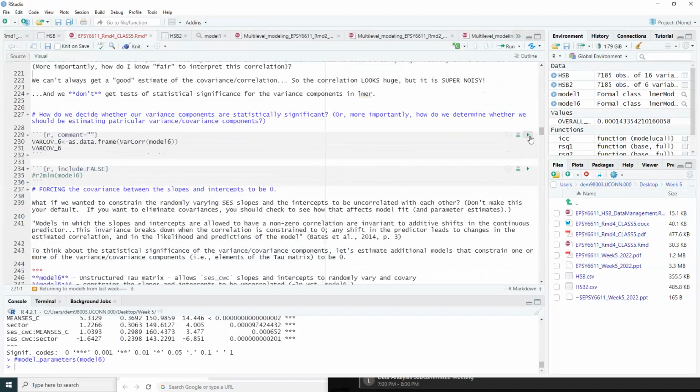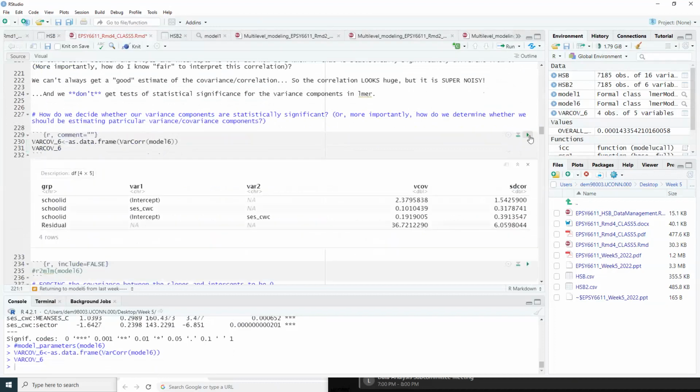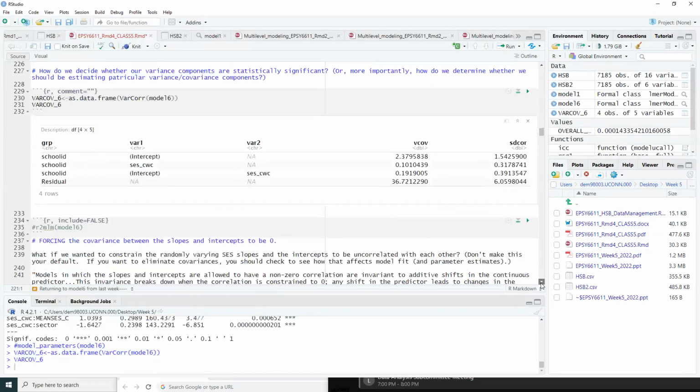So the next thing that I did is just create a data frame that has my variances and covariances in it. So we can see the variance covariance matrix, which is actually kind of nice too. Now we can see the variance covariance for SES, and it'll never show up on the summary. Okay.